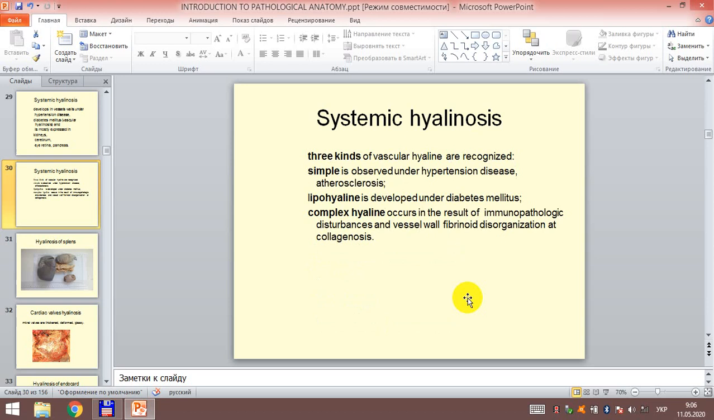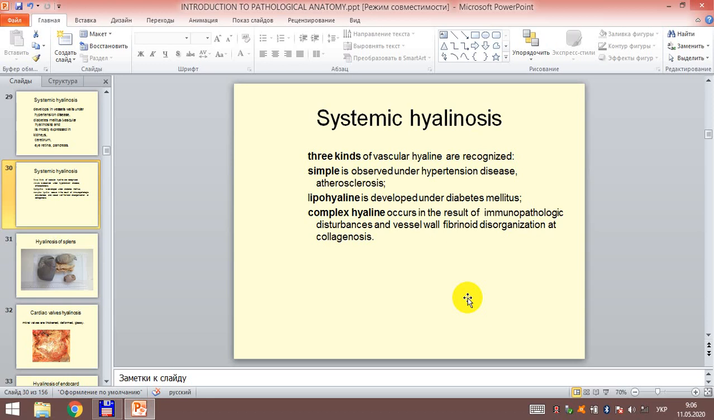Three kinds of vascular hyalinosis are recognized. Simple hyalinosis is observed in hypertension and atherosclerosis. Lipohyalinosis develops in diabetes mellitus. Complex hyalinosis occurs as a result of immunopathologic disturbance and fibrinoid disorganization of the vessel wall, and in collagenosis.